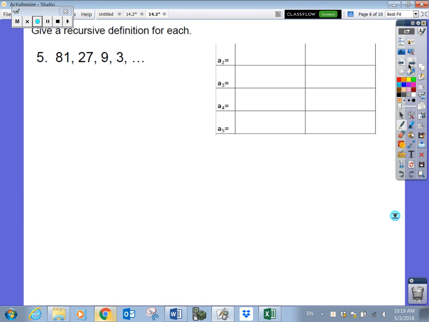So recursive definition. We need the initial condition. Initial condition is just what does A1 equal? That is given. You just have to know to write it down. Then A sub n equals, we'll always use the previous. That's going to be part of your equation all the time as well. We've just got to figure out what to do with this previous. So what did we do to 81 to get to 27? What did we do to 27 to get to 9? 9 to get to 3.